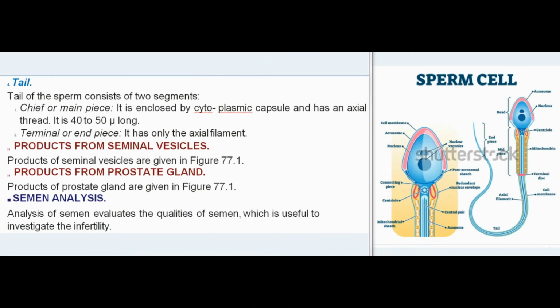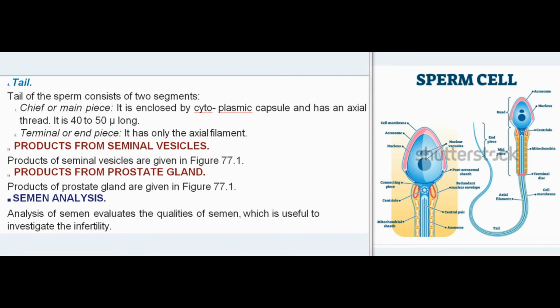Tail. Tail of the sperm consists of 2 segments, chief or main piece. It is enclosed by cytoplasmic capsule and has an axial thread. It is 40 to 50 long. Terminal or end piece. It has only the axial filament. Products from seminal vesicles. Products of seminal vesicles are given in figure 77.1. Products from prostate gland. Products of prostate gland are given in figure 77.1.